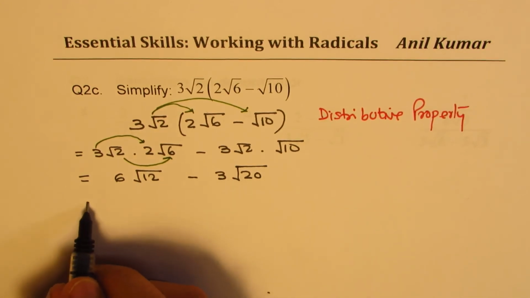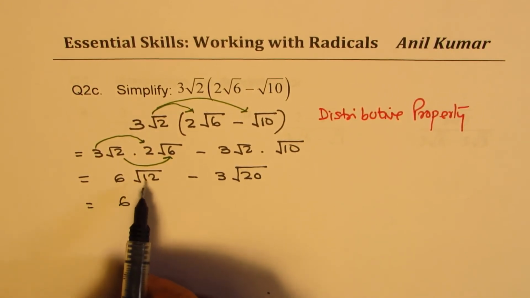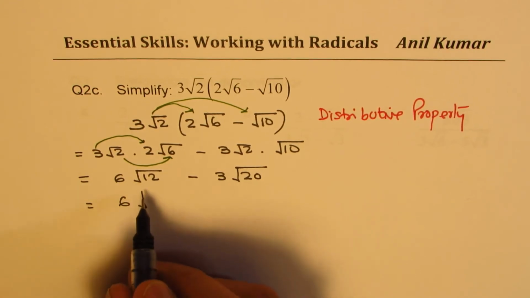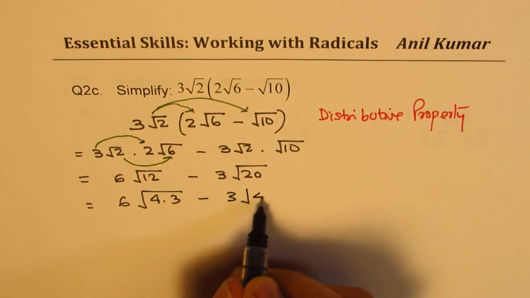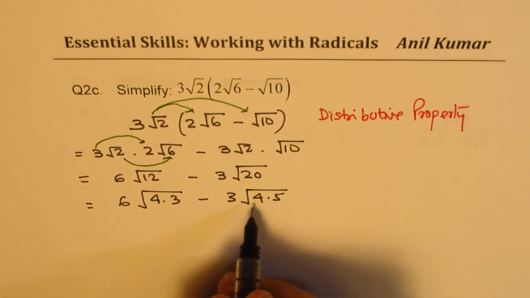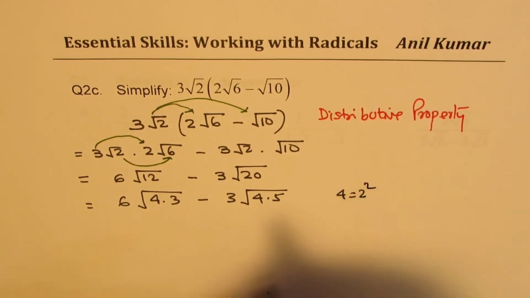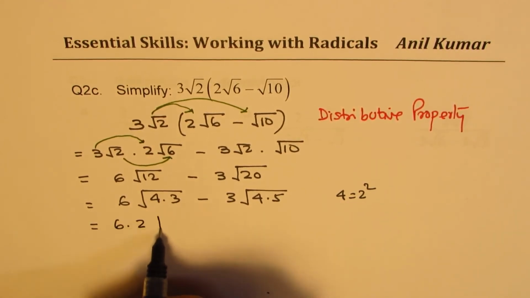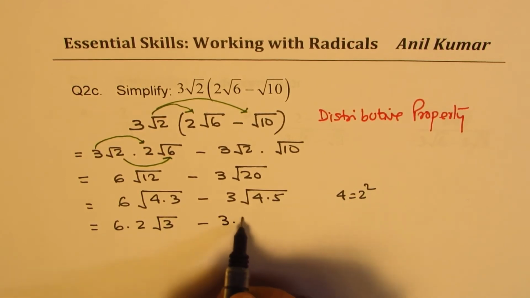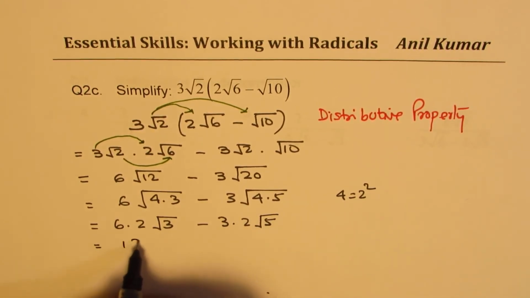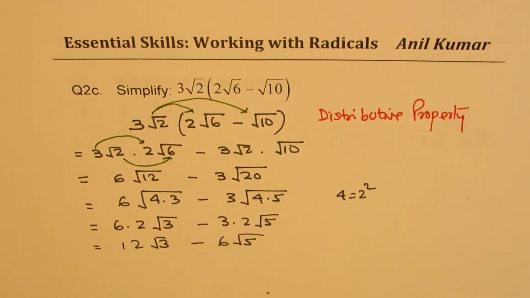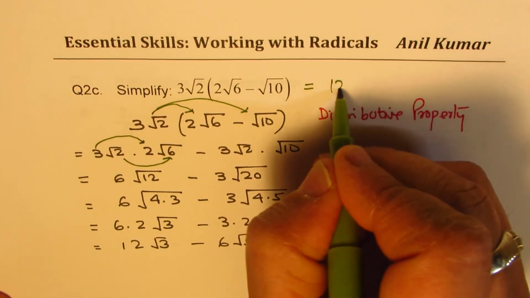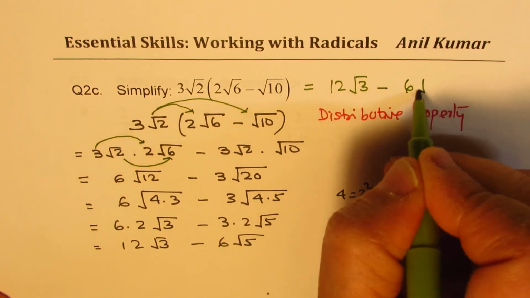And now it is the same process as we did earlier. We are looking for factors of 12 in which one of them should be at least a perfect square. 4 times 3. And here we get 4 times 5. Since you know that 4 is 2 square, right? So 4 is equal to 2 square. We can now write this as 6 times 2 square root 3 minus 3 times 2 square root of 5. And that is 12 square root of 3 minus 6 square root of 5. Now these are different terms, so they cannot be combined, but that becomes your solution. Perfect. So here what you get is 12 square root 3 minus 6 square root 5.